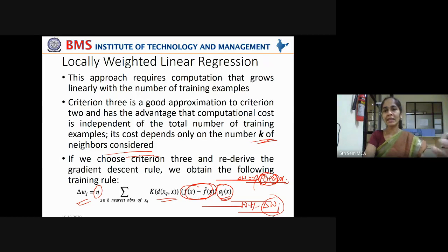Now what extra thing we added so that we get an instance based learning approach? Just the function of the distance measure. K nearest neighbors you are considering, not all the training examples, only k nearest neighbors, such that their distance from the new instance xq is also considered in the calculation of weight adjustment delta wj. Got it, students?